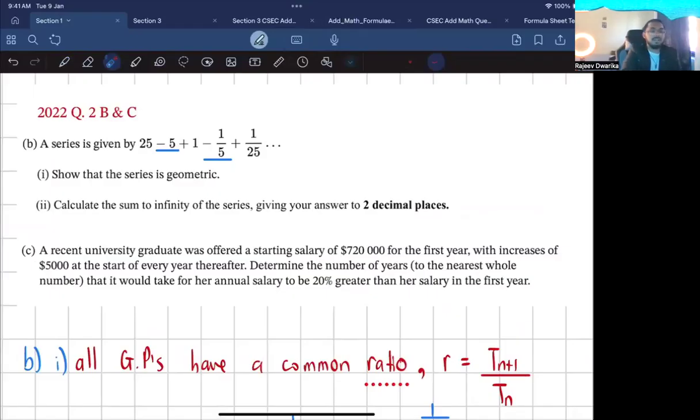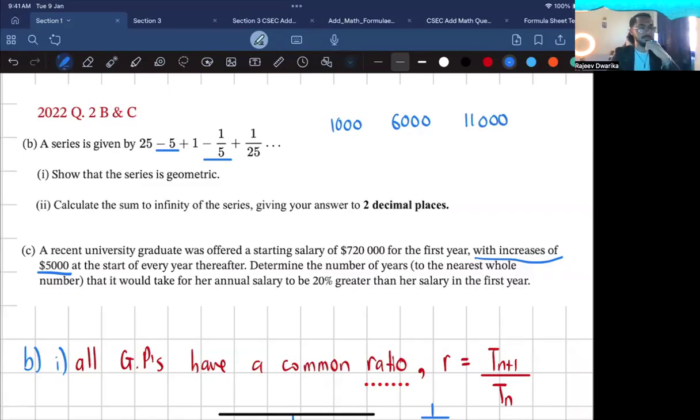So here, I hear what they're saying. They're saying with increases of 5,000 at the start of every year. So what does that mean? Every year the person's salary is going to increase by 5,000. So let me just say in the first year he makes $1,000. How much money is he going to make in the next year? 2,000. Oh, 6,000. Next year? 11,000.